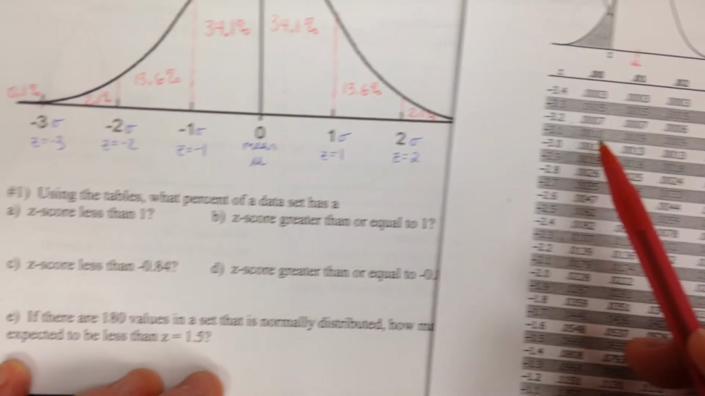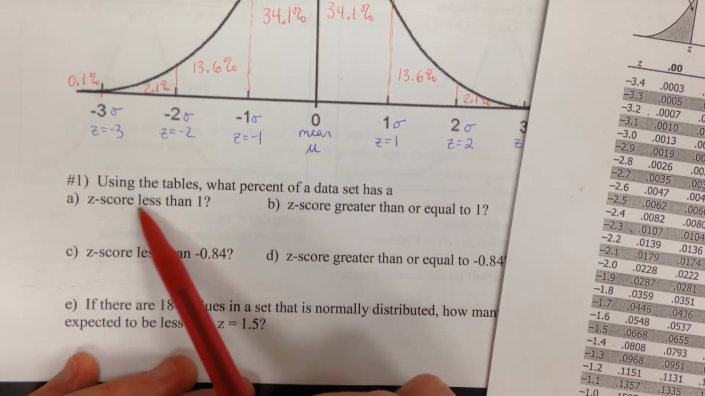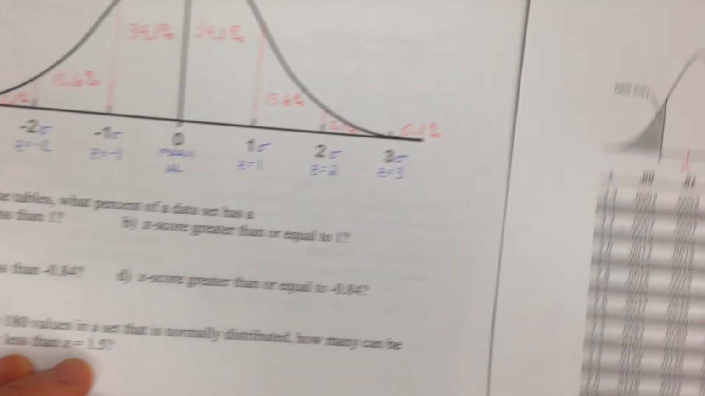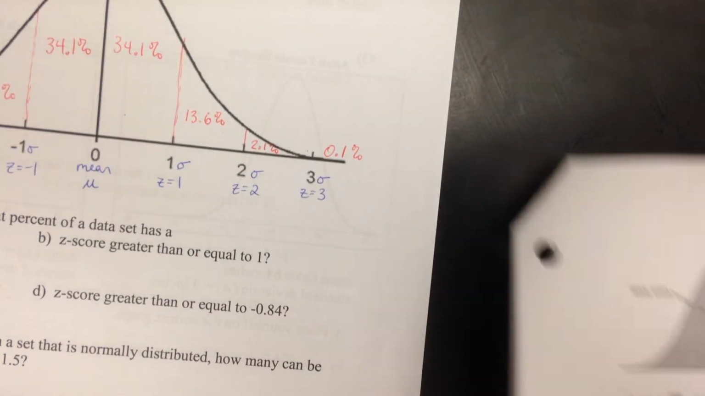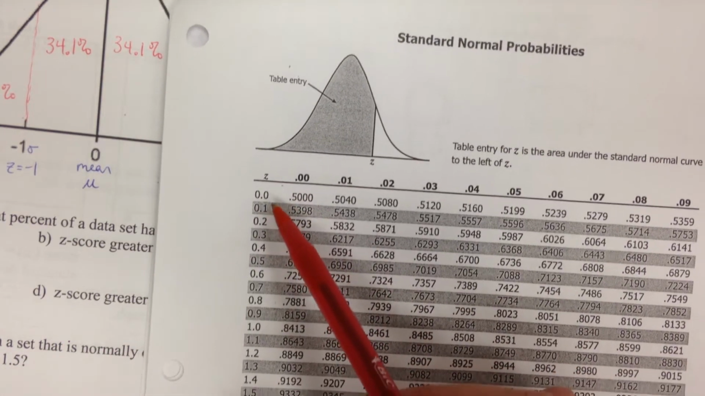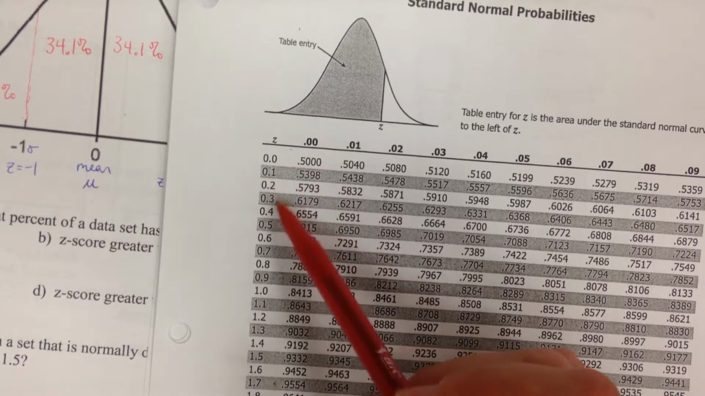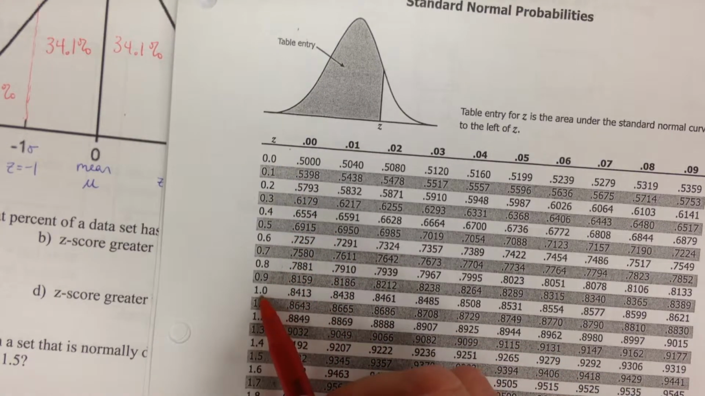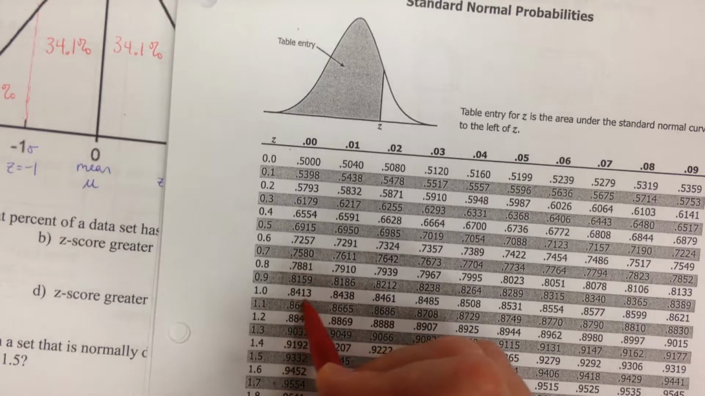Now what they're asking us in the problem here, what if the z-score is less than 1? What percent of data would be less than that? So what I'm going to do is flip the page over to where my z-scores are positive, and I'm going to go to 1.0. So when the z-score is 1.0, now notice the first decimal here is 0.8413.